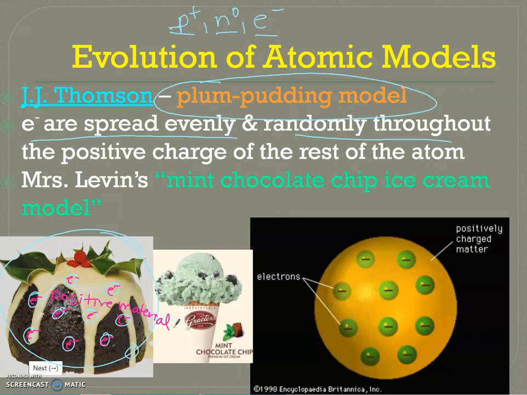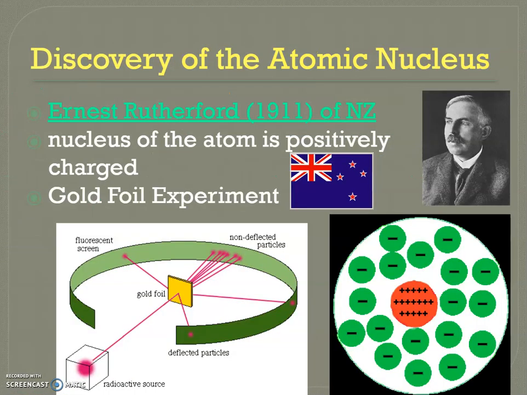So, what I like to call this is my mint chocolate chip ice cream model. We've all seen mint chocolate chip ice cream. The ice cream part would be the positive material. They didn't know about protons just yet. And the chip part would be the electrons. So this random assortment of electrons all throughout, and then just positive matter. And it wasn't just on the surface like sprinkles or jimmies, but randomly strewn all throughout. So this was the working concept.